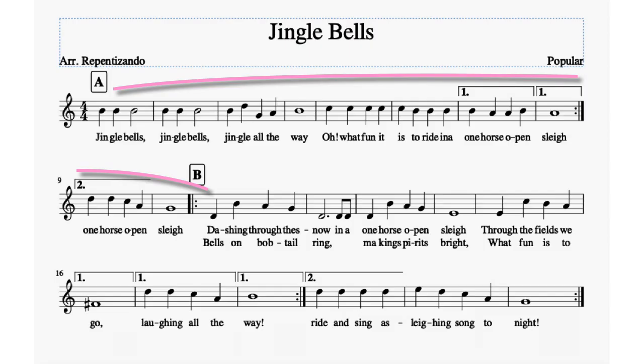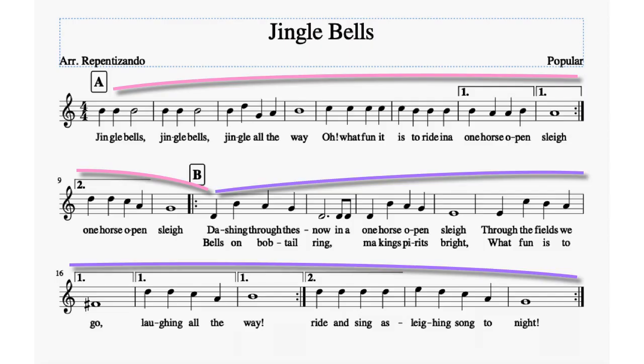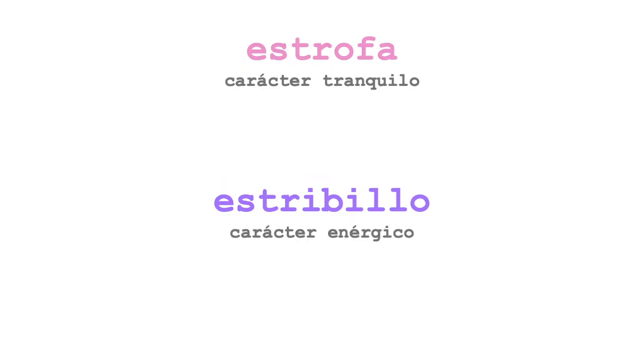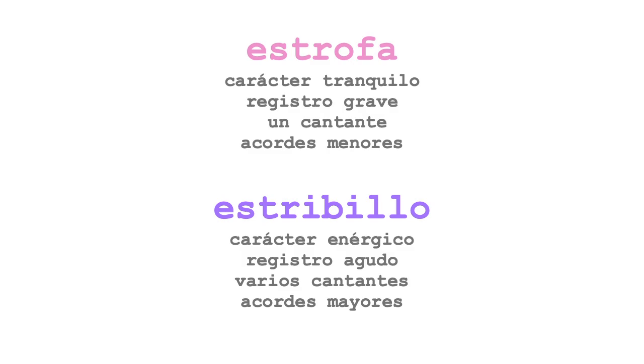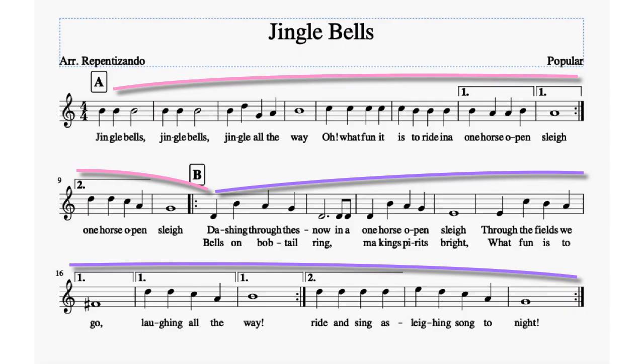The contrast. After the phrase A, a new and completely different idea is exposed, as it happens in pop songs between the verse and the chorus. In Jingle Bells, we clearly hear this contrast between the two phrases that compose it.